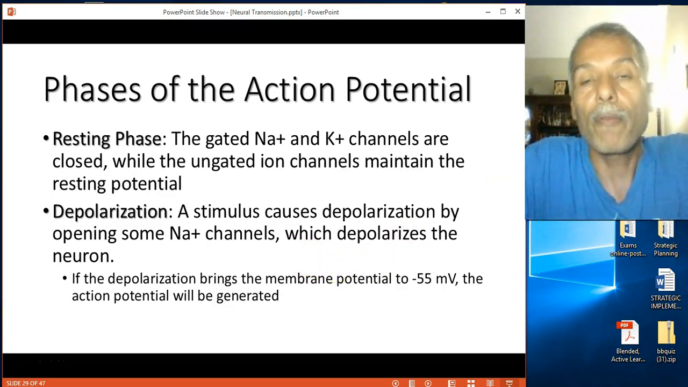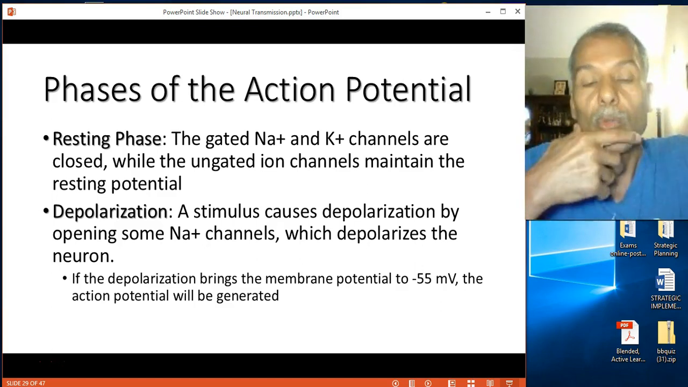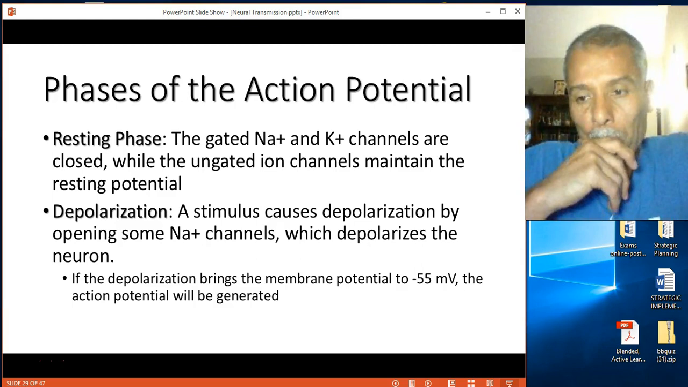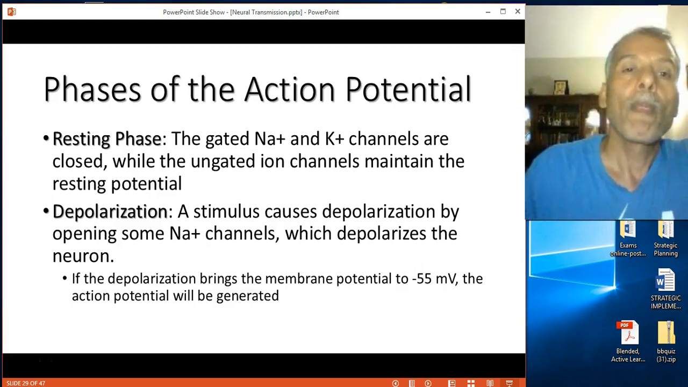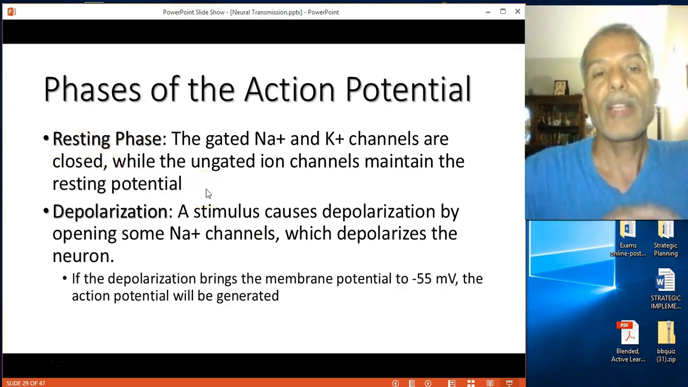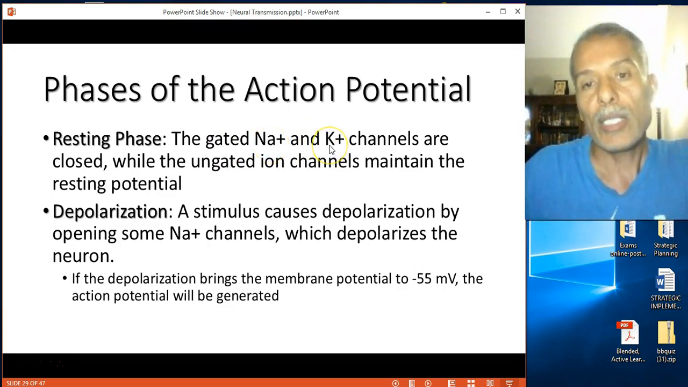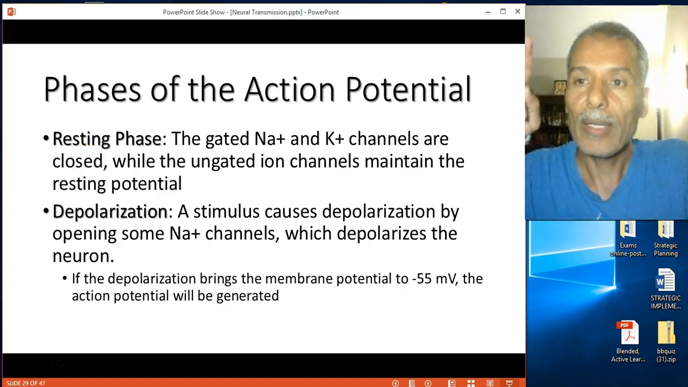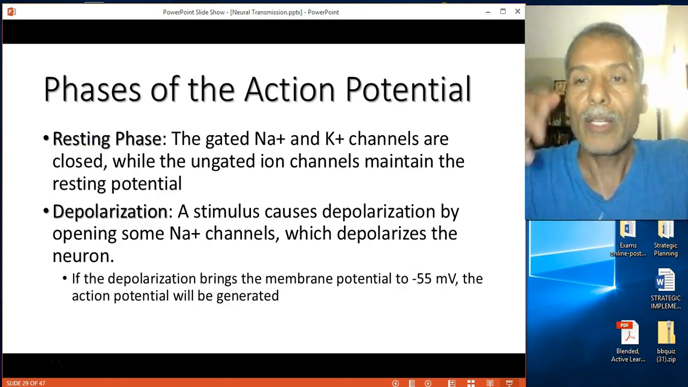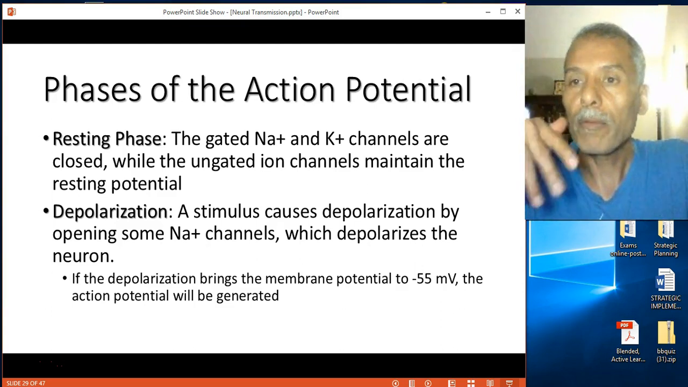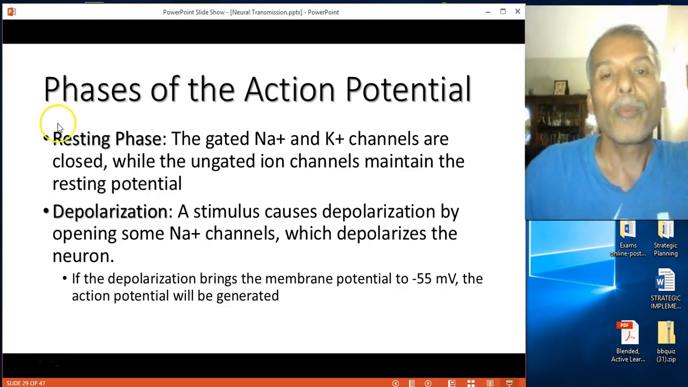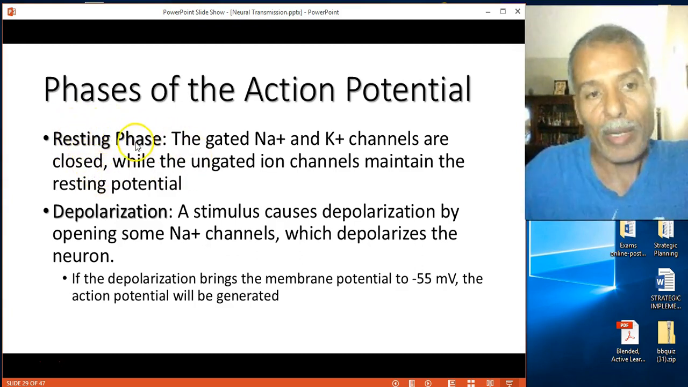There are 5 or 6 phases of the action potential. How do we exactly produce it? First, you start with the resting phase. At the resting phase, the gated sodium channels and the gated potassium channels are closed. Remember, gated means they are controlled by either an electric current or a neurotransmitter. And then you have other channels, especially potassium, that are not gated, and the potassium flows in and out freely. That is what is happening at the resting phase.